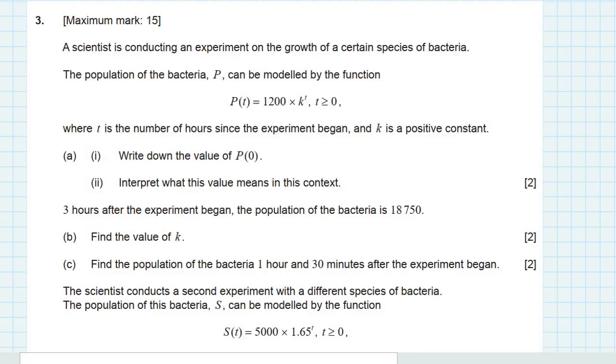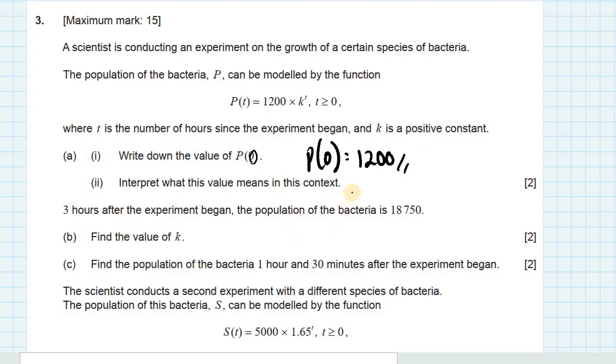Not P equals to 0, when t equals to 0 here, meaning the time is 0, k to the power of 0 is 1, so P0 is equal to 1200. Okay, that's P0. Interpret the value.